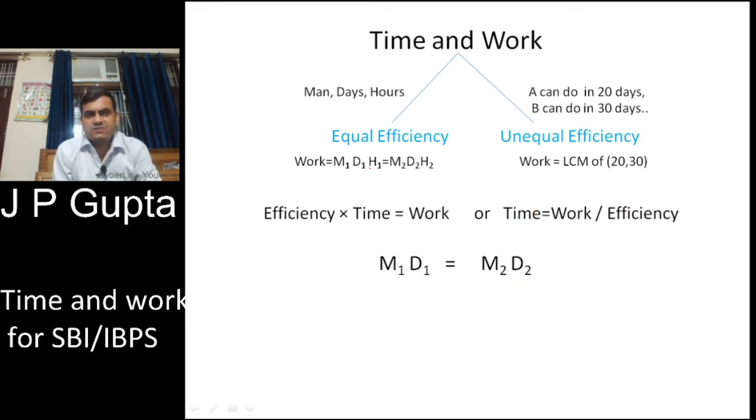And what is the logic of H1? Let us say 10 days, 5 hours. So effectively time will be 10 into 5. So D1 H1 is nothing but the combined presentation of time. So the more important point is that efficiency into time equals work, and in short we can define this as M1 D1 equal to M2 D2. And why? Because generally we have two cases, case 1 and case 2. If it is happening in case 1, we have to solve for case 2.